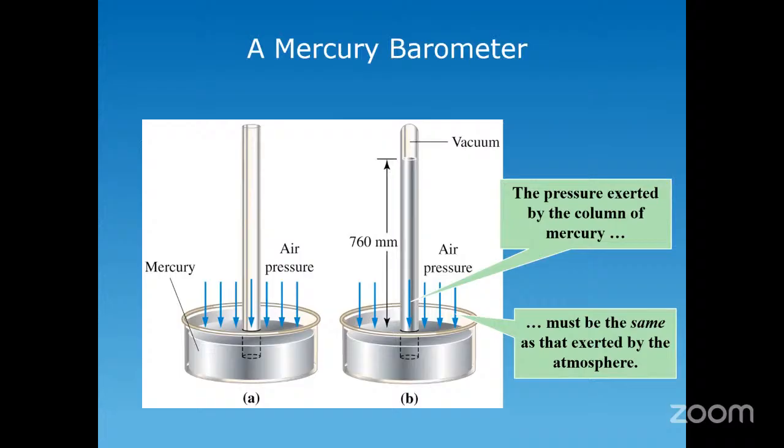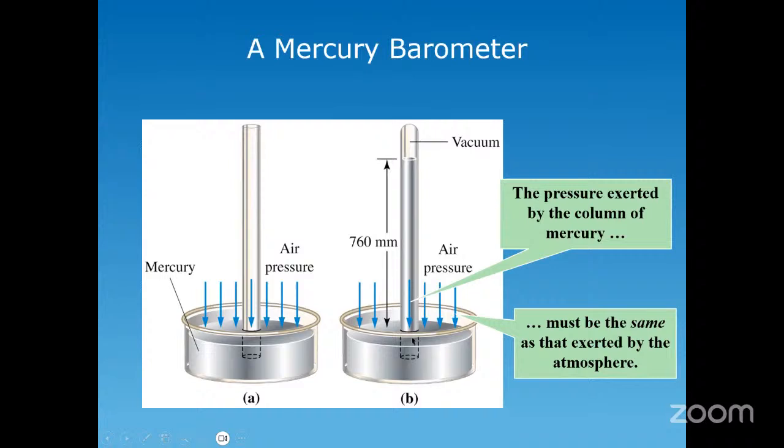Now, if the tube is long enough, what will happen is that the mercury level will fall until the height of the mercury column is about 760 millimeters, right? So what this indicates is that the mercury column here will exert a pressure at this level here, which will be the same as the atmospheric pressure.